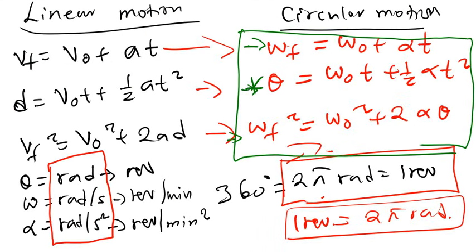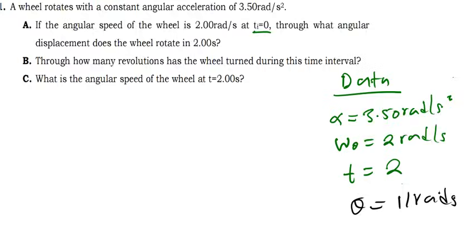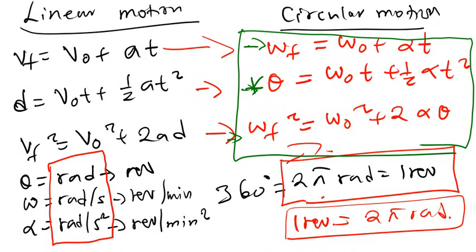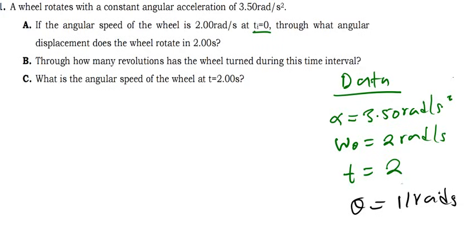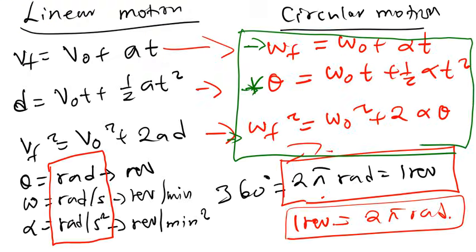I said the revolution is the same as what? It's 2 pi rad. Okay, so in short, when the question is asking about revolution, they are still asking you to find the theta. So now, what I want you to understand is that we already have the theta here, and we are going to use this conversion.